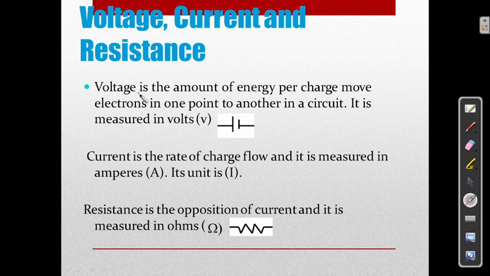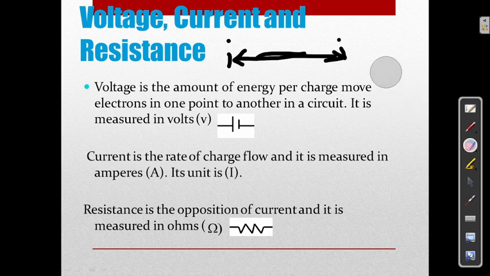What is the meaning of voltage? Voltage is the amount of energy per charge to move electrons from one point to another point in a circuit, and it is measured in watts. Mainly, you'll see the potential difference between the 2 points. It's called voltage. In other words, we will say like this: the potential difference between this point and this point.